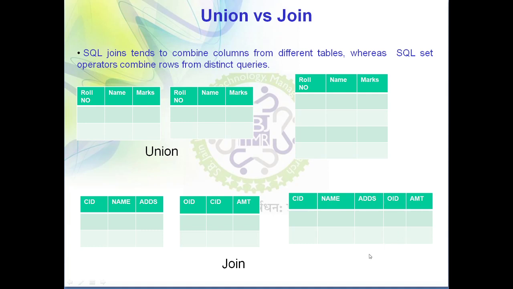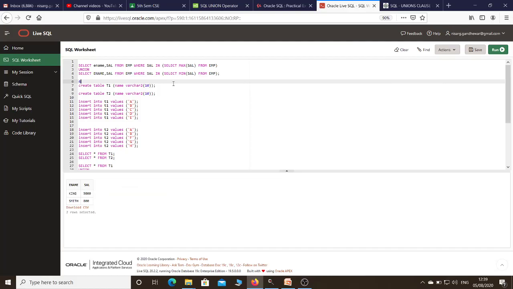Here I need to explain what the difference is between set operators like union and the join operation. Union operation is used to combine the rows, whereas join operation is used to combine the columns of the table. So I hope you understand the concept of set operators in SQL. Now we'll see execution of all these commands with the help of live SQL.